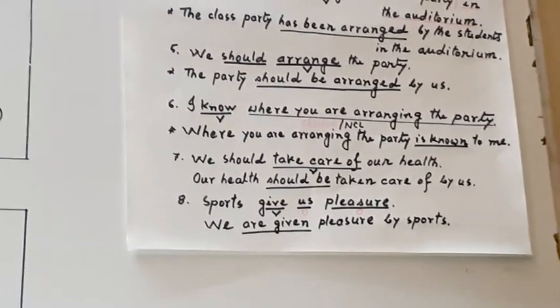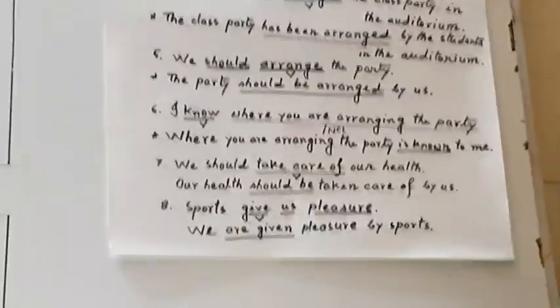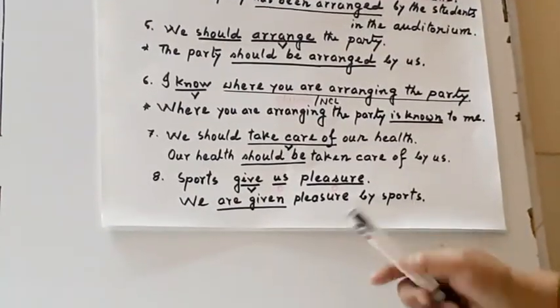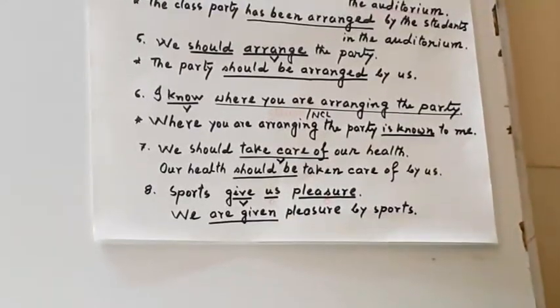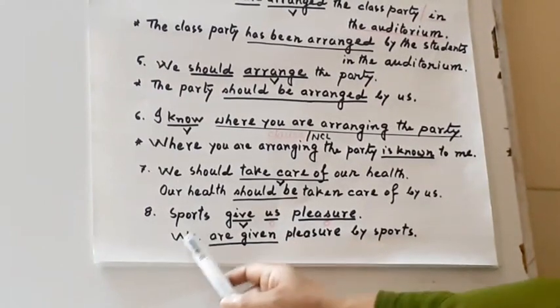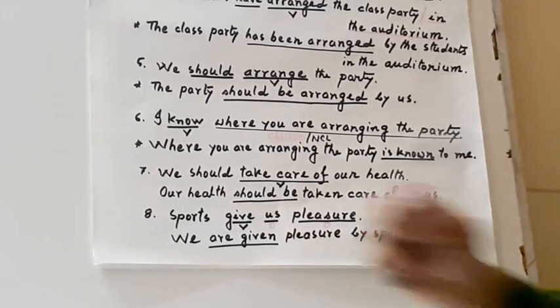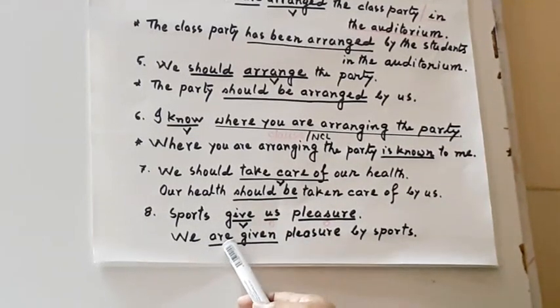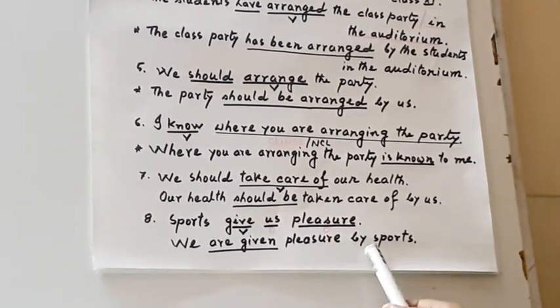Then in the next one, you see there are two objects. Sometimes you will see a double object in a sentence. Then you can choose any one as the subject. But I will suggest you selecting the first object as the subject is always better. So I have taken from us, we have made subject we, and for the present form of verb give, I have selected the be verb are, past participle given, pleasure by sports.